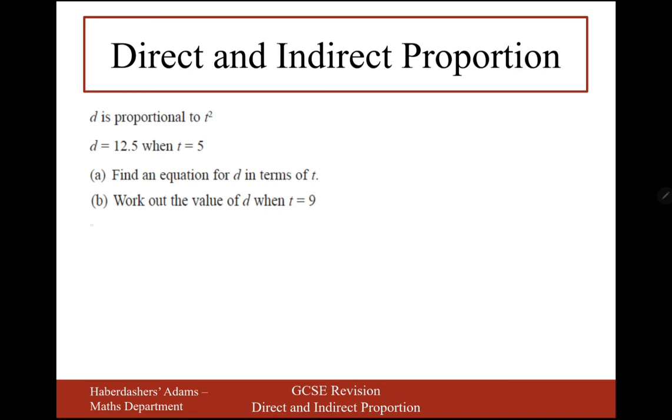Okay, this one is not too bad at all. Hopefully you've got good at this type by now. So D is proportional to T squared, D equals K times T squared. The word inverse isn't in there, so it's just a straight line formula.